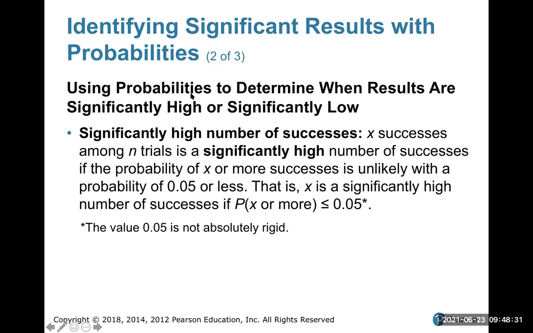Okay, so using probabilities to determine whether the results are significantly high or significantly low. If the probability of an event is less than 5% or less than 0.05, we call it unlikely. So in this case, dying, 0.000007 is definitely less than 0.05. So you would say it's unlikely to happen because it's less than 5%. We use that 5% rule multiple times in this course.